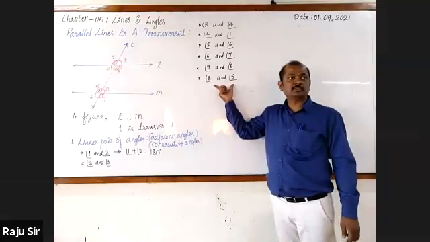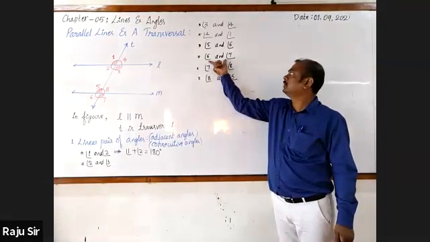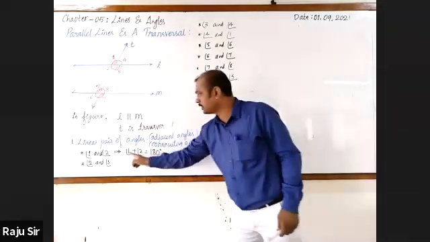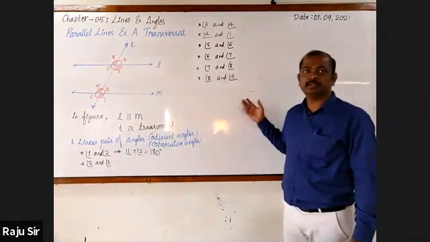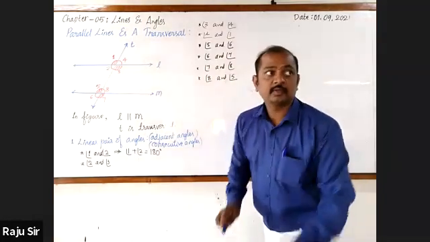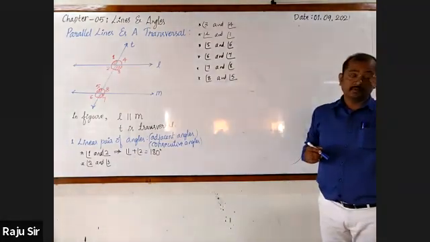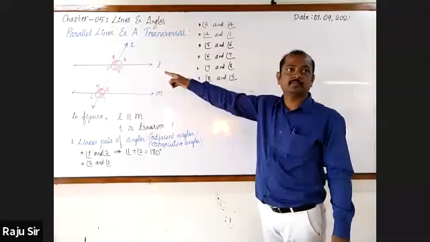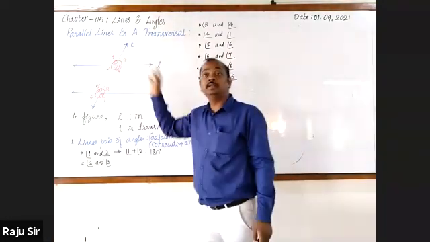What is the sum of these two angles? These two, 4 and 1? Next, the angles that are formed at one vertex on either sides.